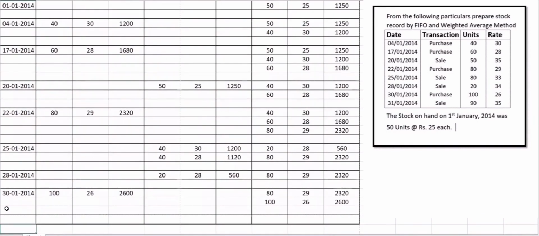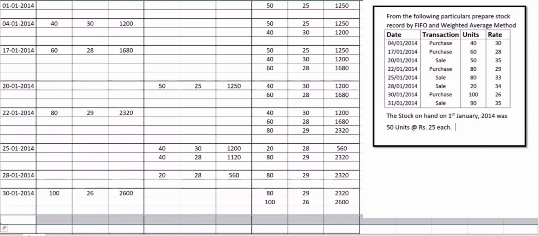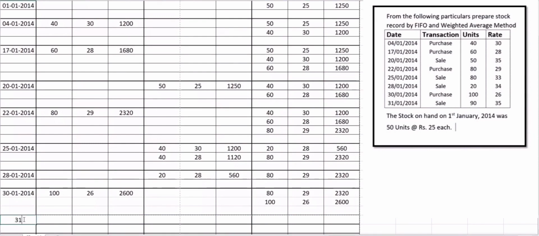After that, the last transaction, what are they saying about it. On 31st January 2014, what is happening? Sale. So here on 31st January 2014, we are selling. How many units are we selling? We are selling 90 units. Now do we have 90 units in the first lot? No. So what do we have to do? We have to make the first lot empty. So 80 units over here and plus 10 units from the second lot.